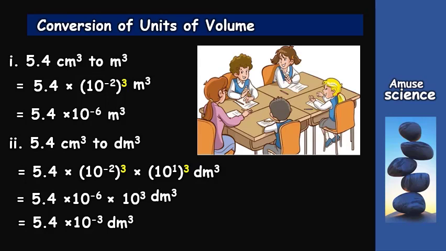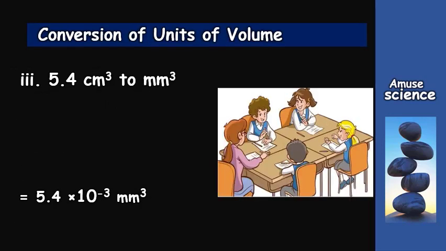Now let's move to the third conversion. 5.4 cm cube to millimeter cube. First of all, substitute the value for the centi and then later introduce the value for the milli. So we are going to have 5.4 times 10 exponent minus 2 exponent 3. And this converts our answer to meter cube.